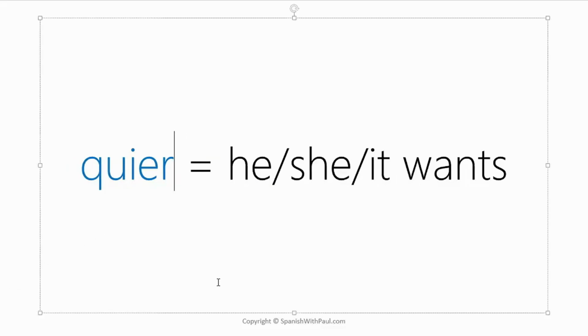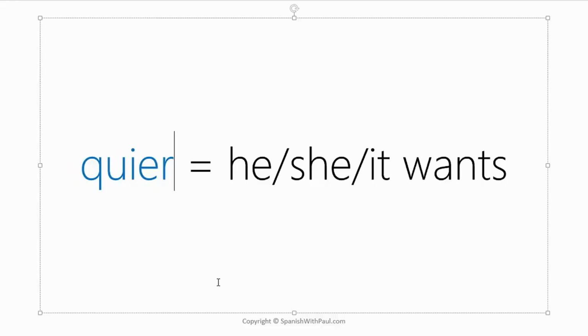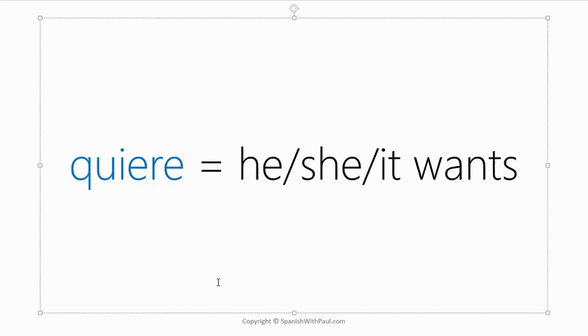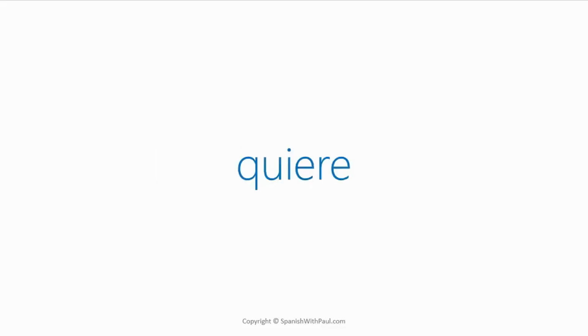If we have an o, quiero, that's indicating I want. But if the verb ends in an e like this, quiere, now it means he wants, she wants, and it wants. Now say it for yourself. He wants, she wants, or it wants, it's all quiere. How would you say he wants it? Lo quiere. So this works in exactly the same way as I want it, lo quiero, but now it's for he, she, or it. Lo quiere.